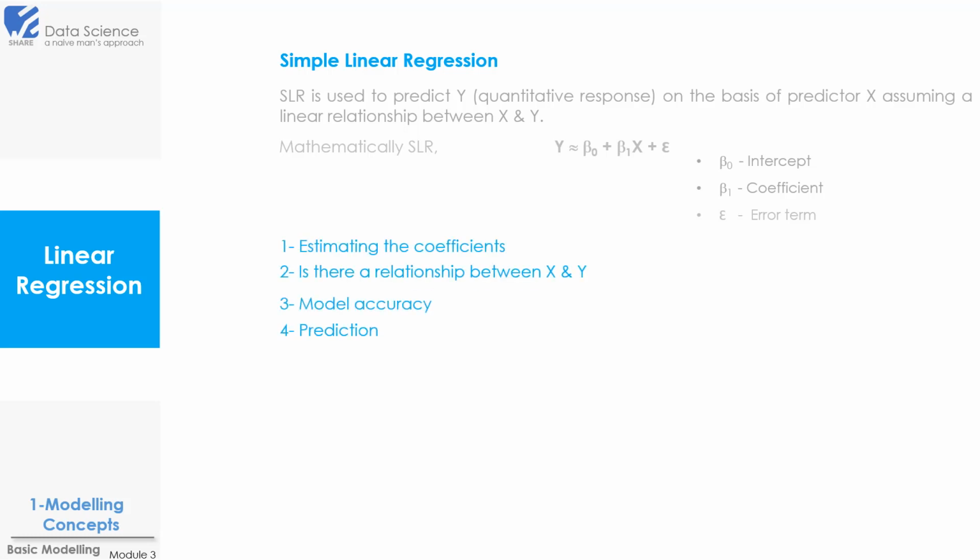Now we have 4 important steps here. We first estimate the coefficients, then we check if there is a relationship between x and y or not. Then we'll see how we assess model accuracy, and finally we can make predictions. So we'll see each of these steps one by one. So the first step is to estimate the intercept and the coefficients. For this purpose, we will use the ordinary least squares method.